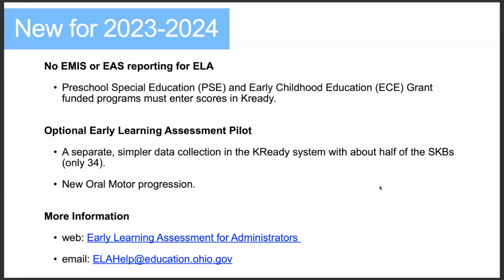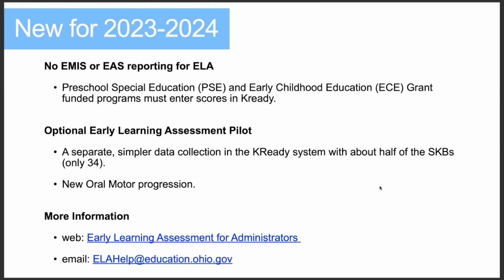Option two, you have the option to participate in an optional early learning assessment pilot. This assesses children funded with a set of 25 SKBs in the fall and spring and enter ratings in the Ready for Kindergarten Online KReady system. This is a different set of SKBs derived from the comprehensive ELA and will include a new oral motor progression.